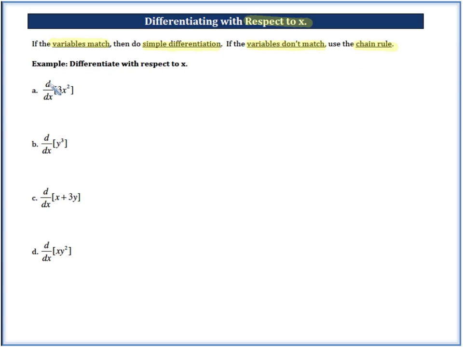Here we're finding the derivative with respect to x, and this sentence translates into d over dx of our function. Looking at the variable x there, and the variable x here, it turns out that these match. When the variables match, we do simple differentiation, just using the rules that we know. So 2 times 3 is 6x, and then 2 minus 1 is 1, so we just get 6x. Here we can just use the simple power rule.